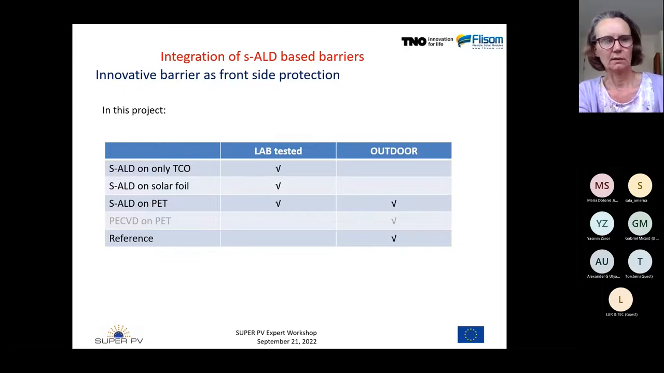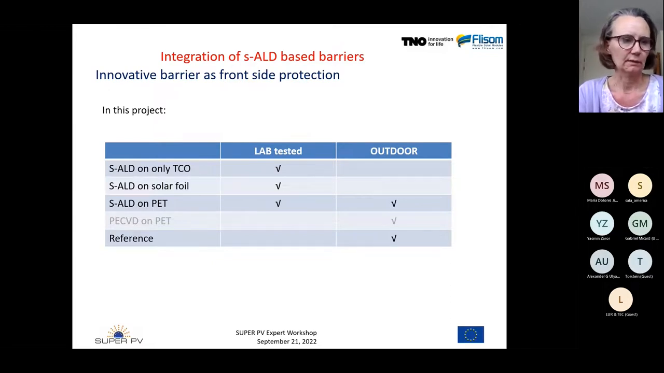Then we tested the spatial ALD layer on the solar foil, so again on this TCO layer, but now the full stack was below. And after that, we deposited the spatial ALD layer on a PET foil and laminated that on the solar foil.